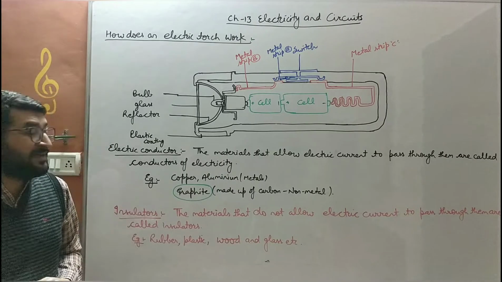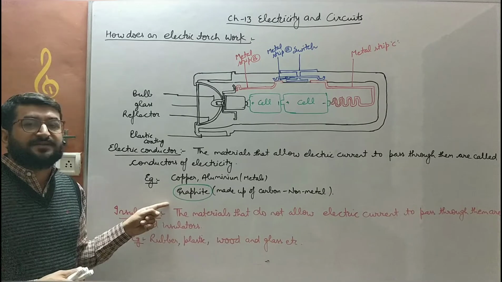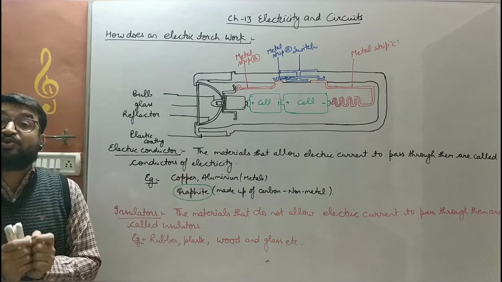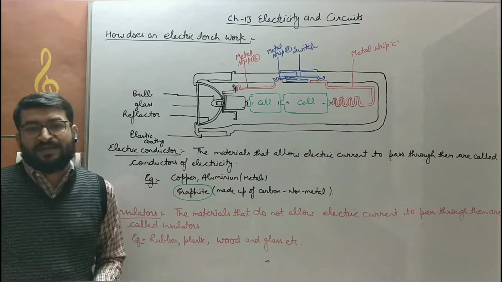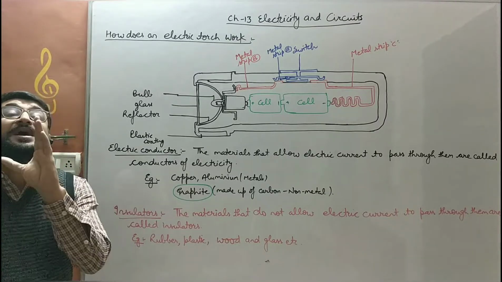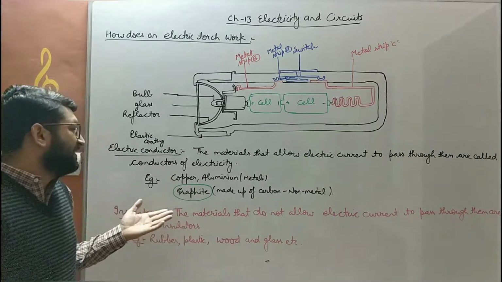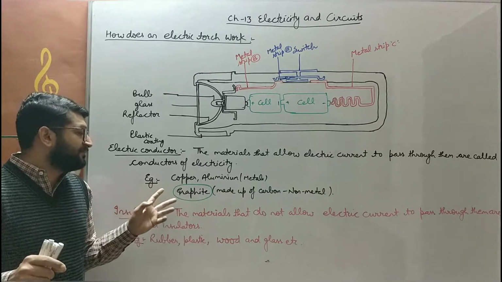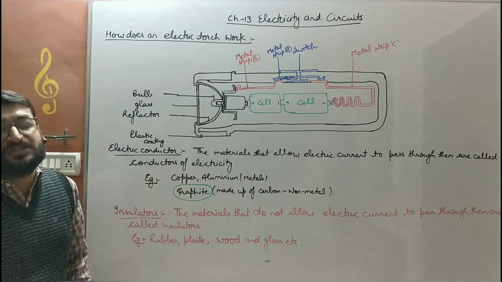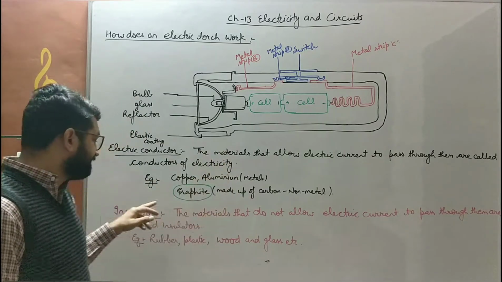But there is a non-metal, that is carbon, in the form of graphite. It conducts electricity. Graphite is the only non-metal which allows the electric current to pass through it. Graphite is made up of carbon. Obviously, carbon is a non-metal. Ordinarily a non-metal does not allow the electric charges to flow through it, but graphite allows the electric charges to flow through it. That is, it is the only non-metal which is a conductor. Otherwise, all the non-metals are insulators.